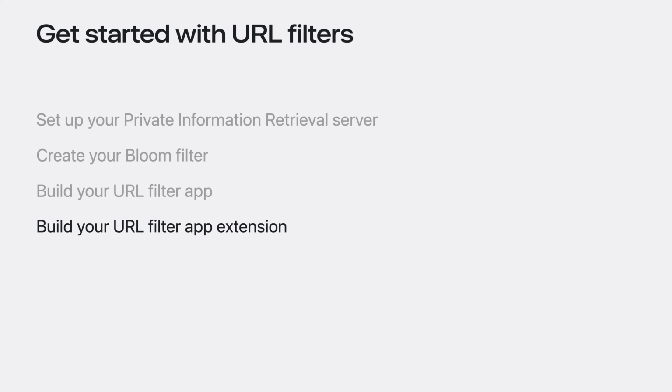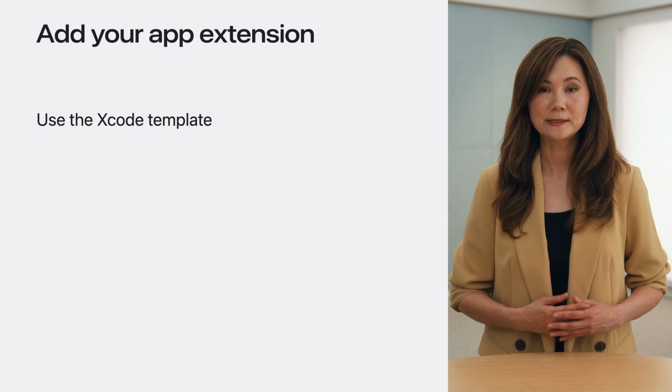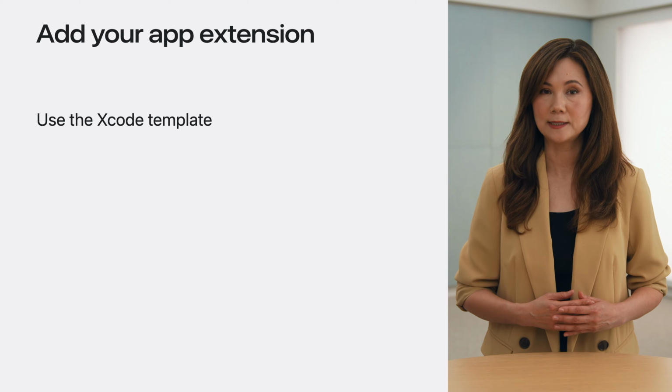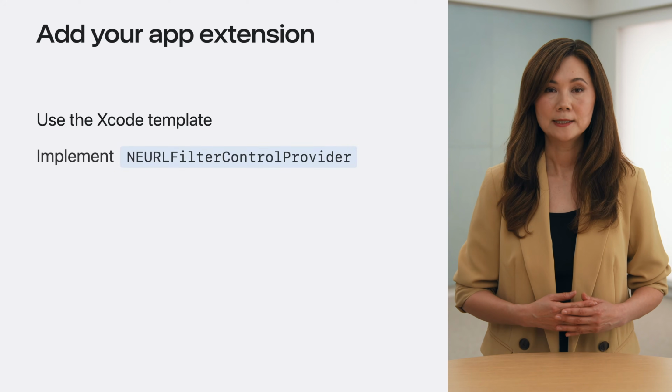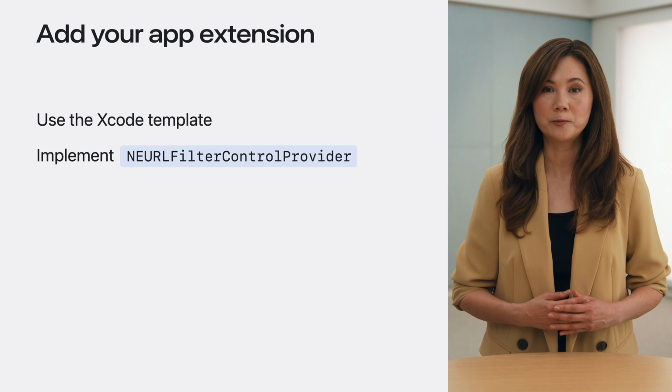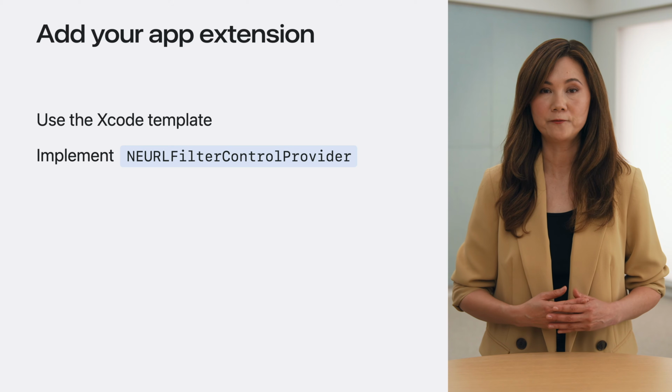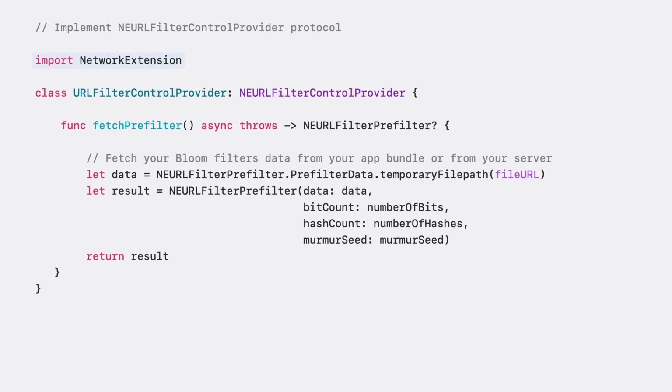Next step is to build your URL filter app extension. To create your app extension, use the new URL filter app extension template in Xcode. Implement the NEURLFilterControlProvider protocol as your app extension. This protocol allows your app extension to fetch your Bloom filter onto device. Import the Network Extension framework and implement the NEURLFilterControlProvider protocol.